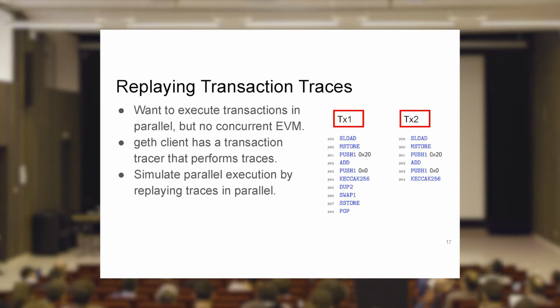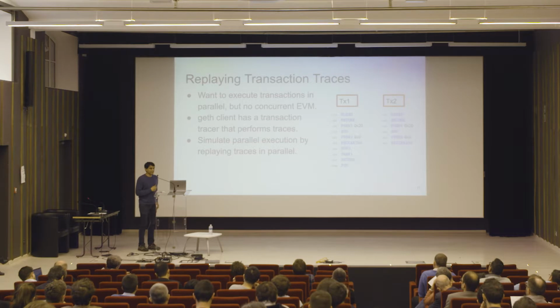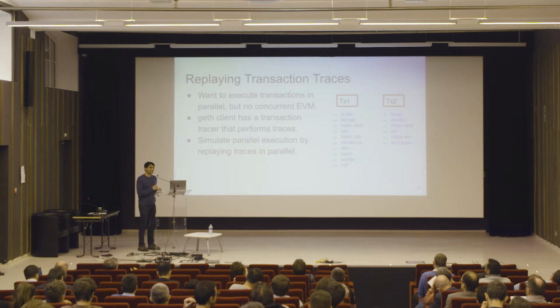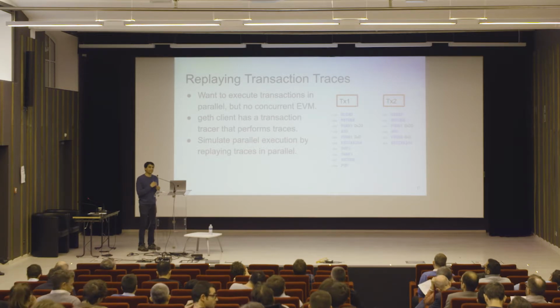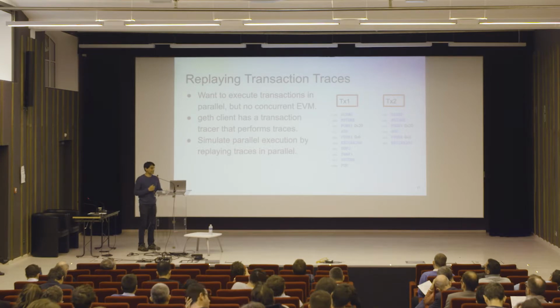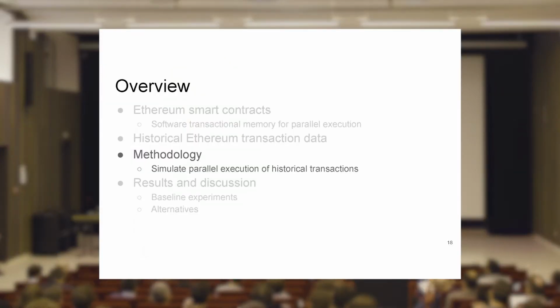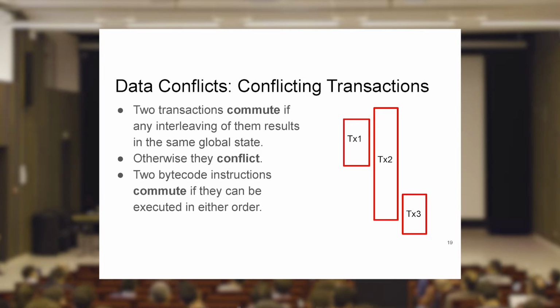As I suggested before, the idea is to get these traces using the Go Ethereum client, which provides a native tracer, and then simulate the execution by stepping through these traces in parallel. I'll go into more detail about how exactly you do that, although it's a pretty straightforward technique.